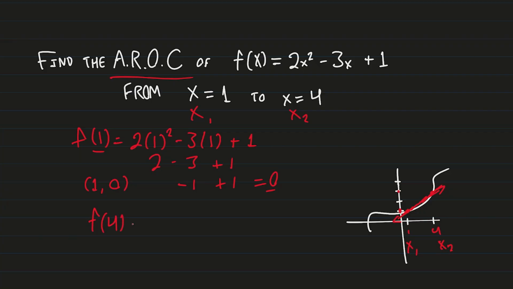Now let's plug in 4. F of 4 equals 2 times 4 squared minus 3 times 4 plus 1. This will give us 32, this will give us 12, and this will give us 1. This gives us 20 plus 1, or 21. So when our input is 4, our output is 21. So we have an ordered pair, 4, 21.